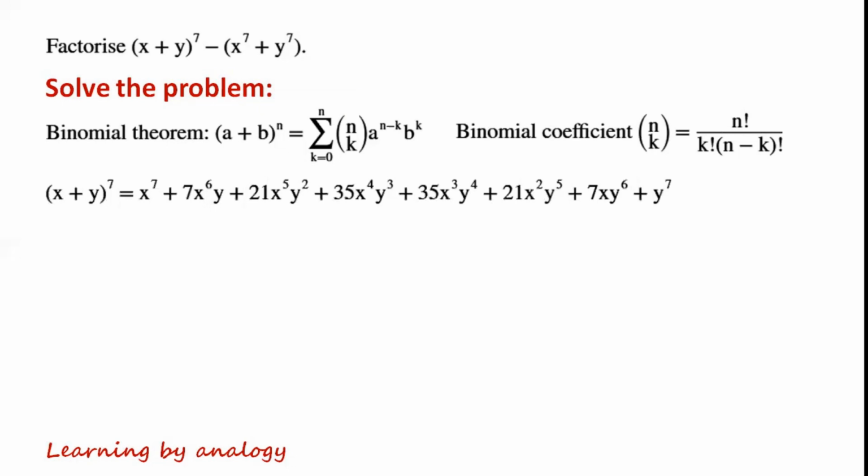(x + y)^7 can be written as x^7 + 7x^6y + 21x^5y^2 + 35x^4y^3 + 35x^3y^4 + 21x^2y^5 + 7xy^6 + y^7.